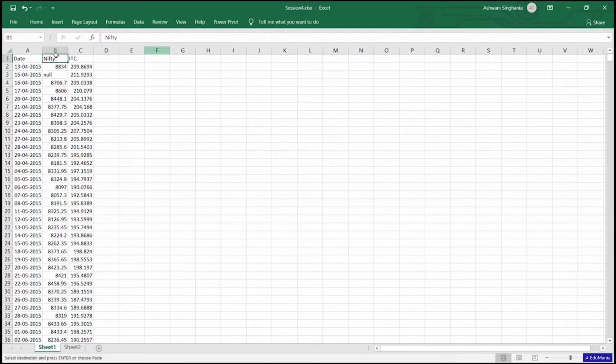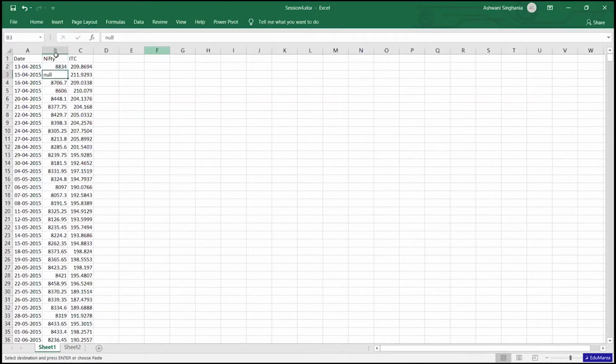So we are going to do a statistical comparison of Nifty and ITC. So let's see how the statistical tools which we are going to learn today will help us make this analysis. So first, let's see the price movement.